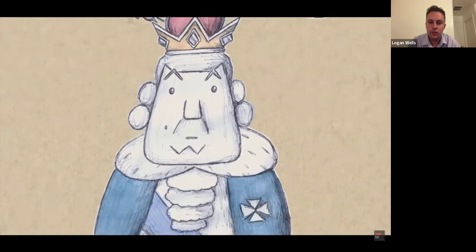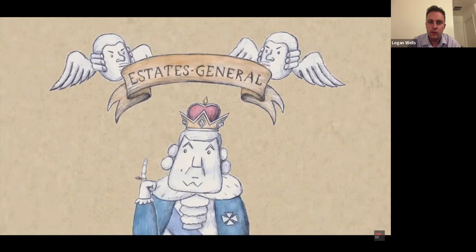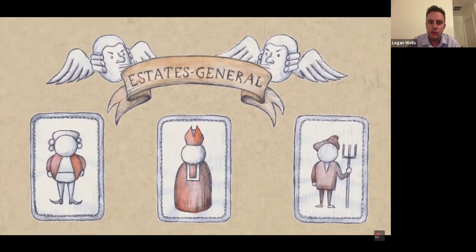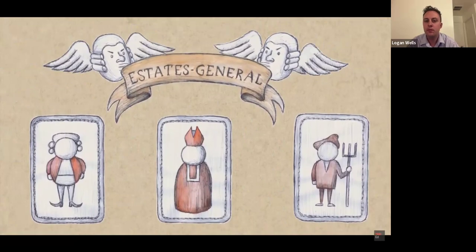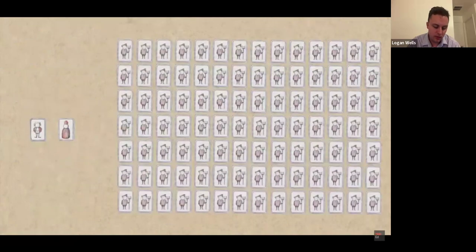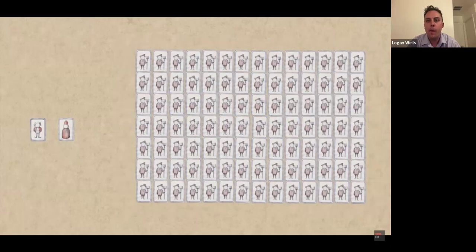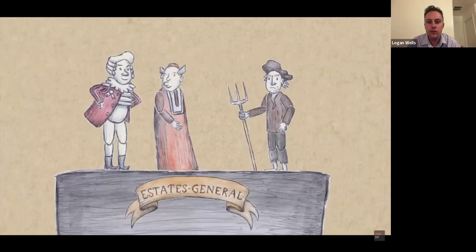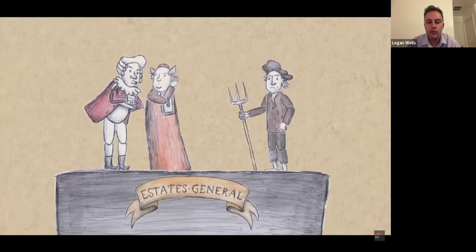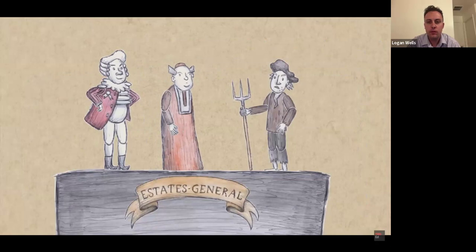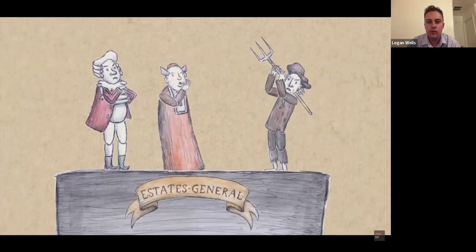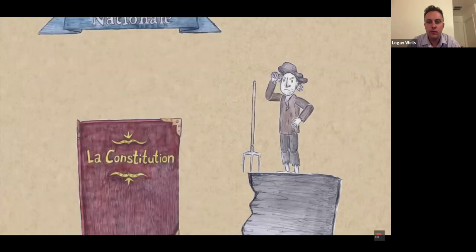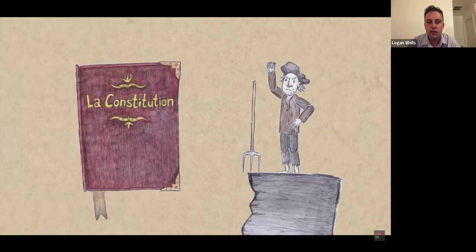Desperate for a solution, the king called a meeting of the Estates General, an assembly of representatives from the three estates, for the first time in 175 years. Although the Third Estate represented 98% of the French population, its vote was equal to each of the other estates. And unsurprisingly, both of the upper classes favored keeping their privileges. Realizing they couldn't get fair representation, the Third Estate broke off, declared themselves the National Assembly, and pledged to draft a new constitution, with or without the other estates.